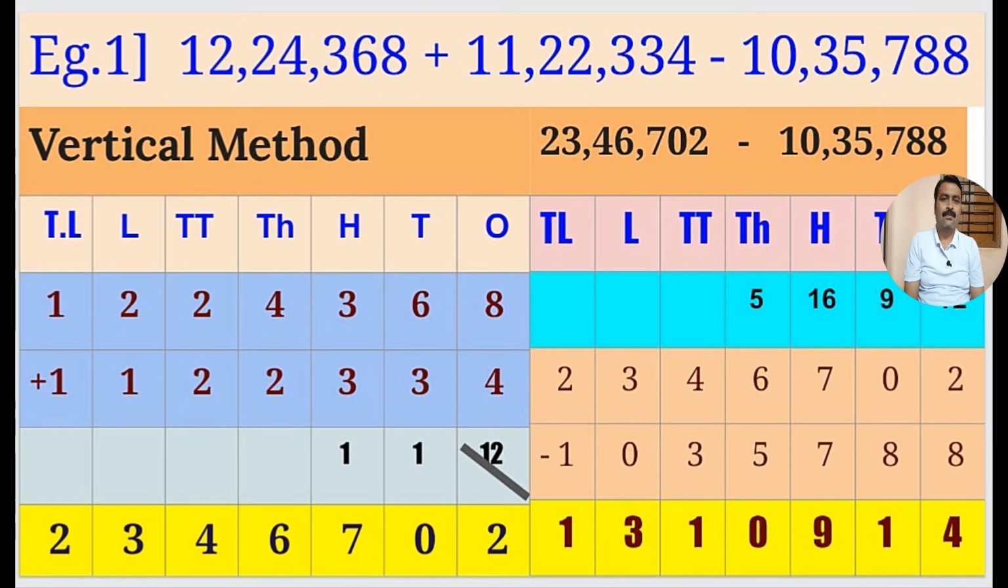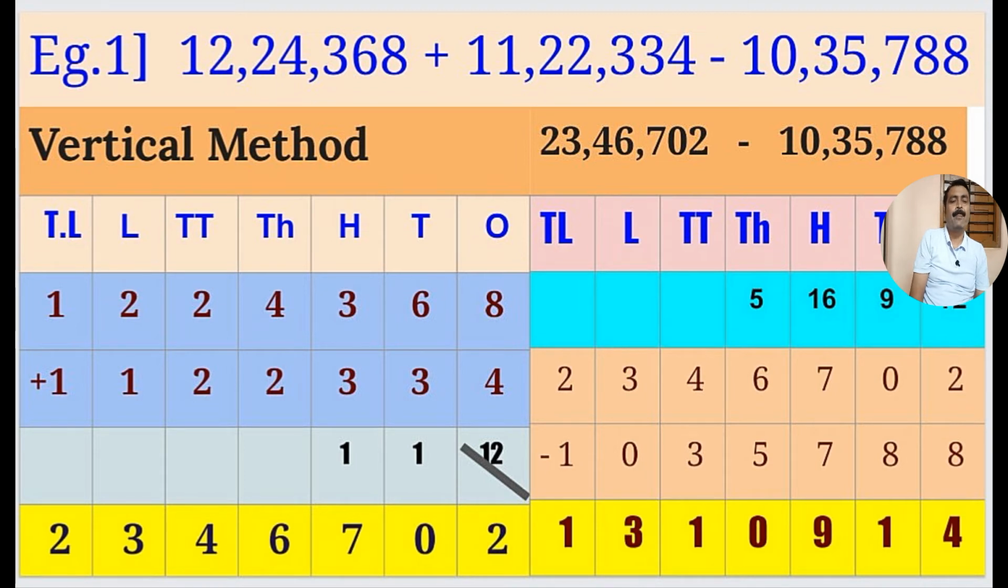Thereafter at 1000, 4 plus 2 we get 6. Thereafter at 10,000, 2 plus 2 we get 4. In the next addition 2 plus 1 we get 3, and the last addition at 10 lakh place 1 plus 1 we get 2. So the first part of this example, the addition of the first two numbers, comes as 23,46,702.